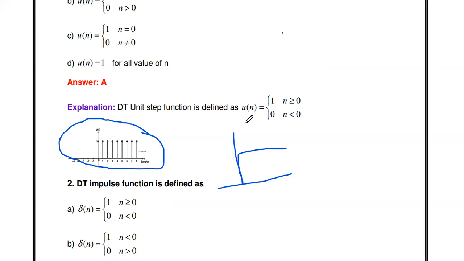This unit step is indicated by u of n, which is equal to 1 for n greater than or equal to 0. So from n equal to 0 to infinity, the amplitude is constantly 1. For negative values of n, the amplitude is 0. This is said to be the unit step.